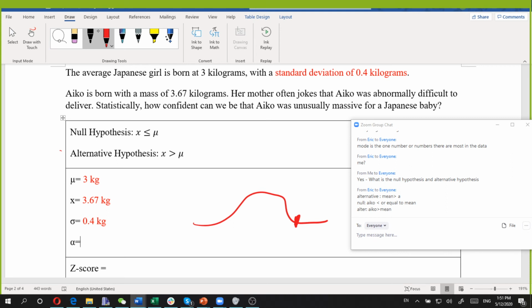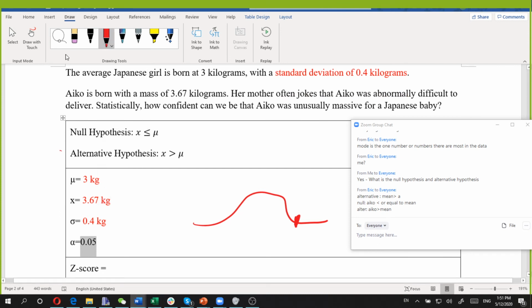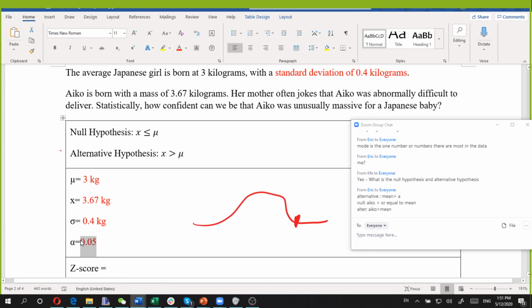So in this case, we could set our alpha wherever we want, but it's going to change our results for our z-scores. So I'm going to set my alpha at 0.05, which is standard. So that does mean I'm willing to accept a 5% chance that we are wrong. What that means is, as long as Aiko falls within the range of values of the upper 5% of all Japanese girls on average, then I'm willing to say Aiko is unusually large.